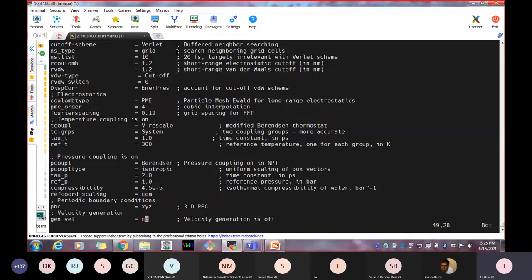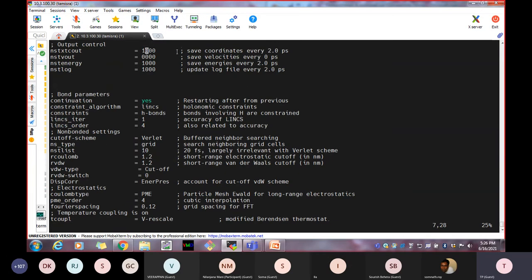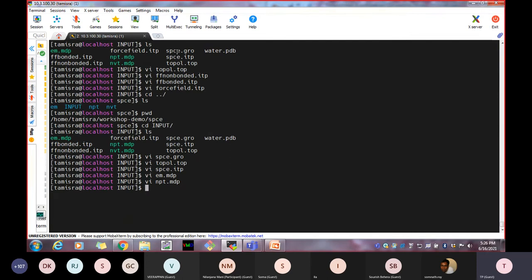So here we don't want to generate velocities, we just want to continue from the previous equilibrated, energy minimized configuration. So we will just put it no, and we will put the continuation as yes. So this is the basic framework of the NPT.